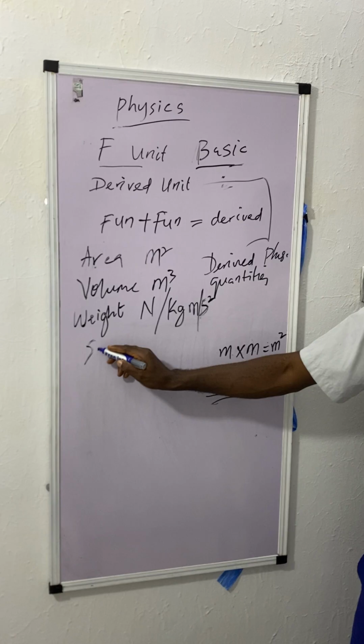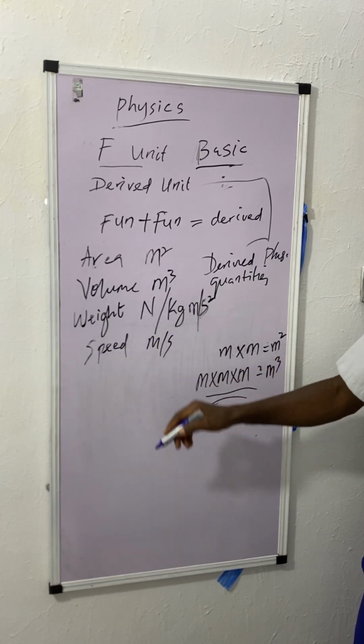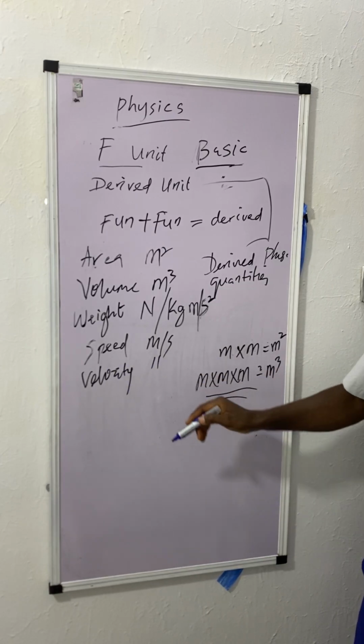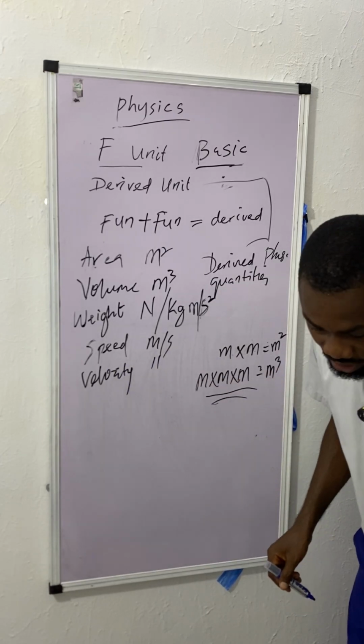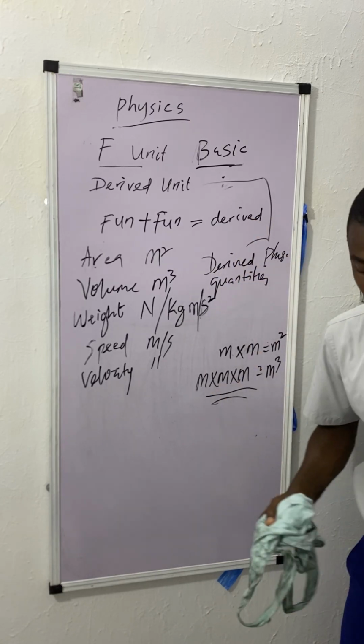All right, speed, which is what? Meter per second. All right, meter per second. We also have velocity, which has what? The same unit as what? Speed, meter per second. All right, so having understood this, let's quickly go to measuring instruments.